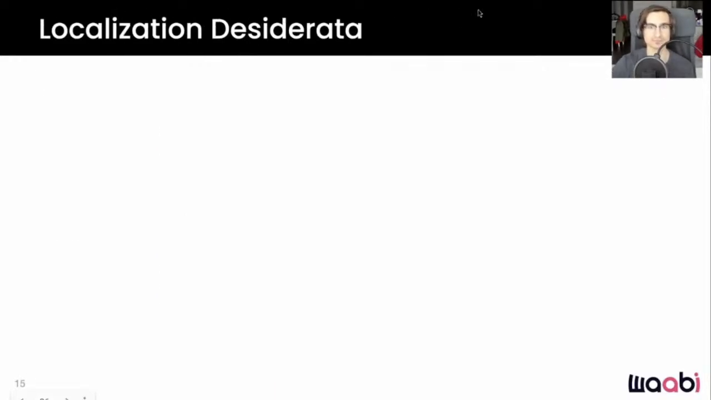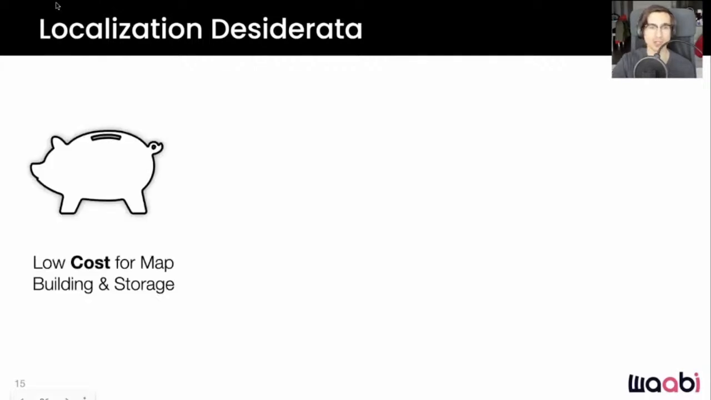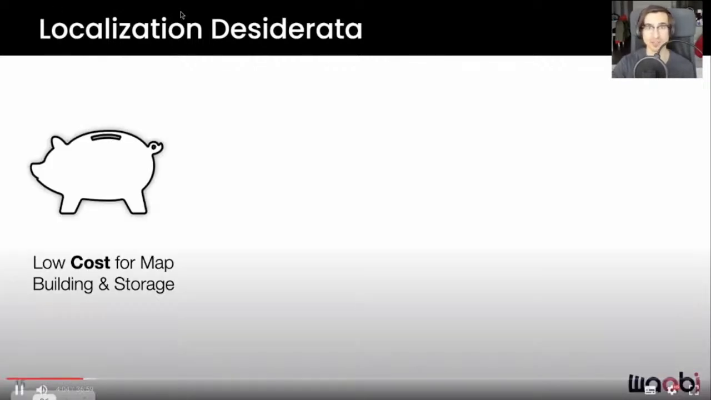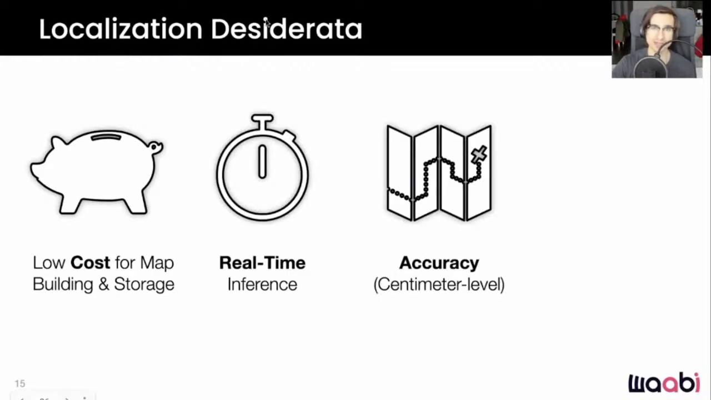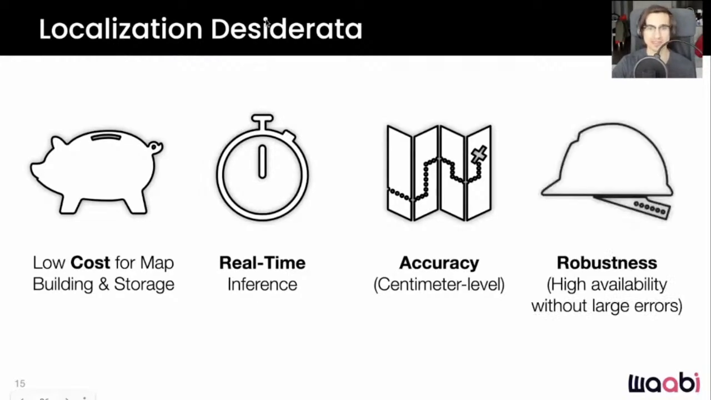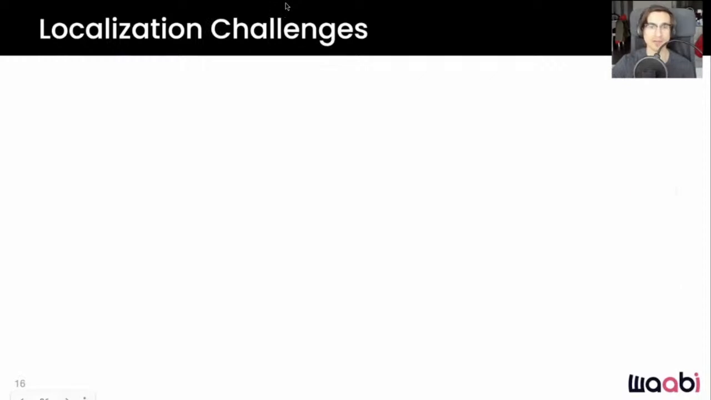So the main characteristics we would like from a self-localization system that's running at scale on a self-driving car fleet are low costs, as we naturally want to map very large areas, the ability to localize in real time, high accuracy, centimeter level localization, and robustness, so the capacity to be robust to errors and to recover from potential failures. However, in order to achieve these goals, there are still some major challenges which have to be overcome.